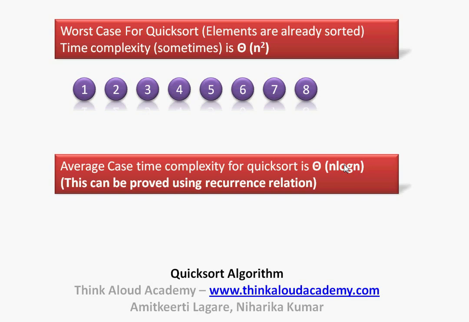The average case complexity for the quicksort algorithm is theta of n log n. Actually, for this we would have to write the recurrence relation and then solve it to prove that it is of n log n, which is outside the scope right now.